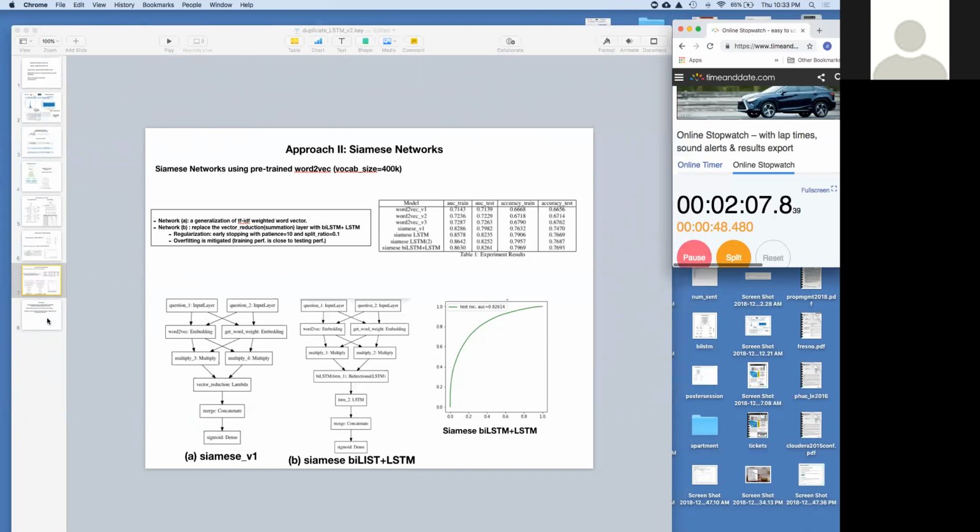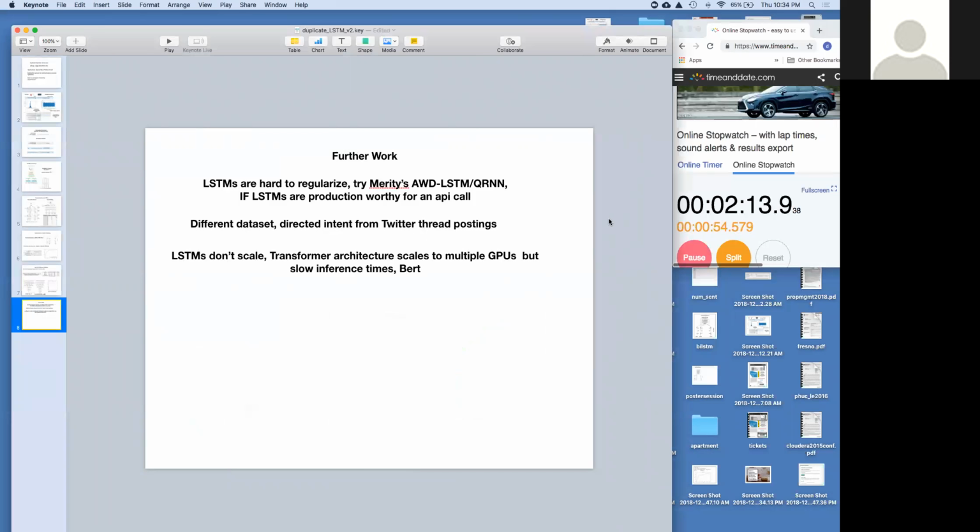And next, Doug, we talked about the future work. So the future work is that we could work on regularization by using one of Merity's LSTMs, but I think a better problem is that we found LSTMs don't really scale on single GPUs. To go to multiple GPUs, we would go to a transformer type architecture.